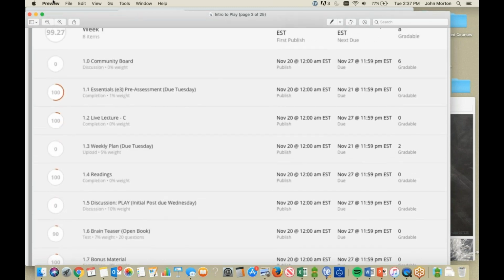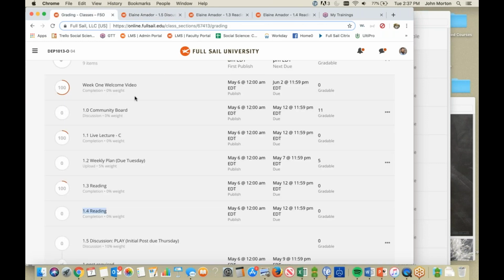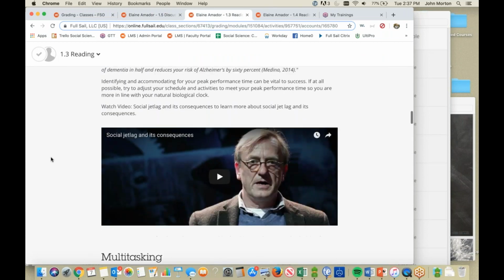So, right, we scroll down a little bit more. We look at this. I'll do it on this sheet because this is a little bit easier. So that was the weekly plan. Then we have these readings. Activity 1.3 and activity 1.4 are weekly readings. They look like this. Here is one of them.